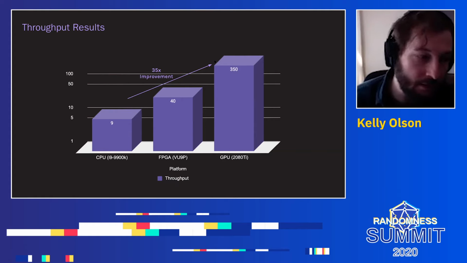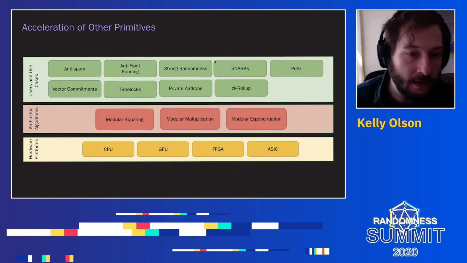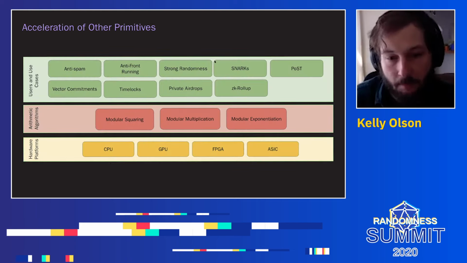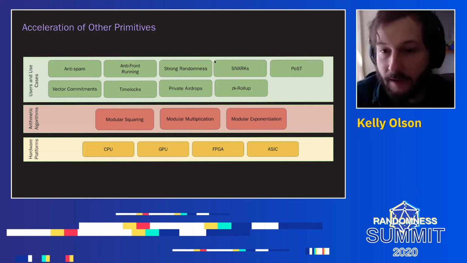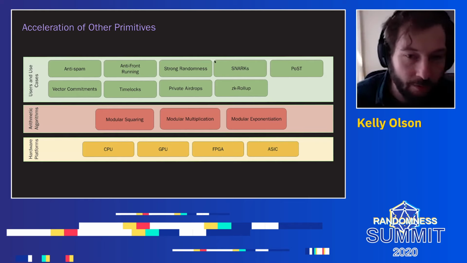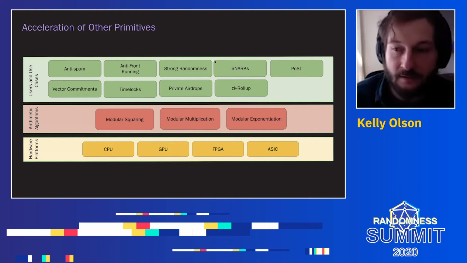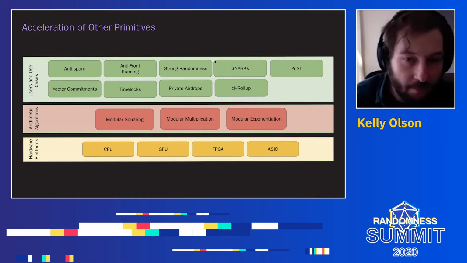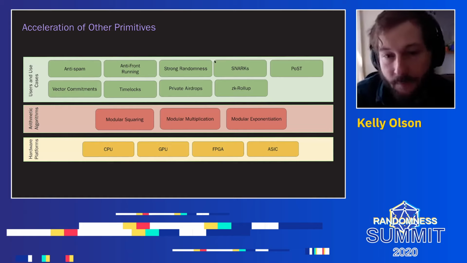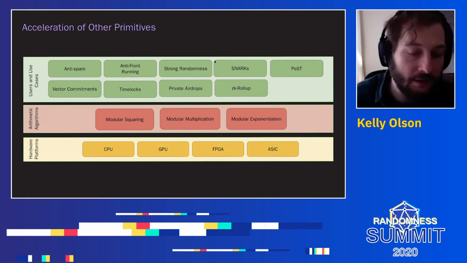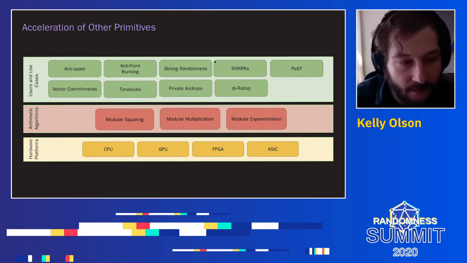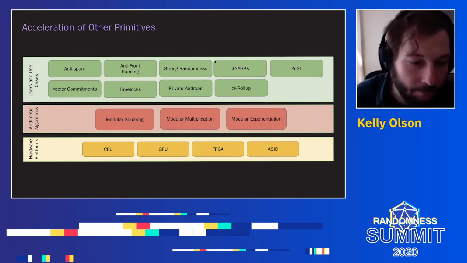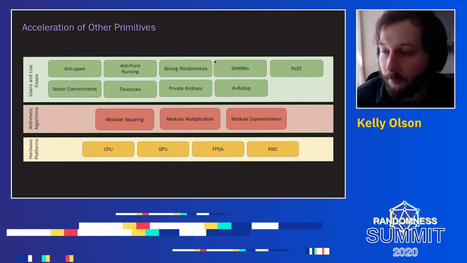One of the interesting things that we find about this work is that these primitives that we're accelerating, modular squaring, modular multiplication, modular exponentiation, underlie a wide variety of cryptographic primitives. So what we're hoping to do as we move forward is to use these fast GPU implementations to improve things like faster SNARKs, to provide better strong randomness, and to maybe provide anti-spam protection in certain protocols. That's one of the things we're quite excited about: taking these learnings from hardware acceleration and applying them to other cryptographic primitives.